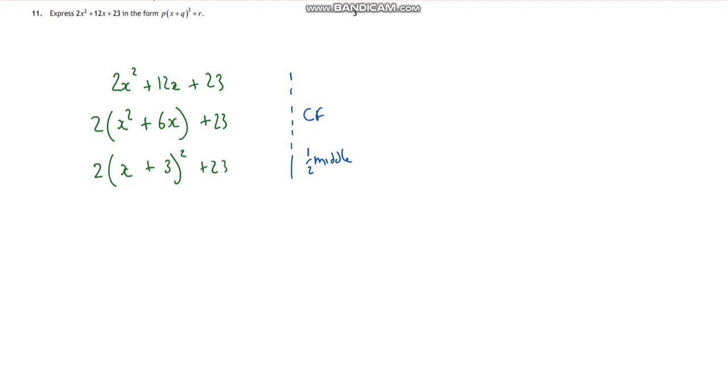Now, the only thing here is if I was to actually break all that out, if I go over here and do x plus 3 multiplied by x plus 3, I'm going to get x squared, 3x, 3x, and 9. So that's going to give me x squared plus 6x plus 9. And don't forget there's a 2 around that, so I then need to times that by 2. So that's 2x squared plus 12x plus 18.